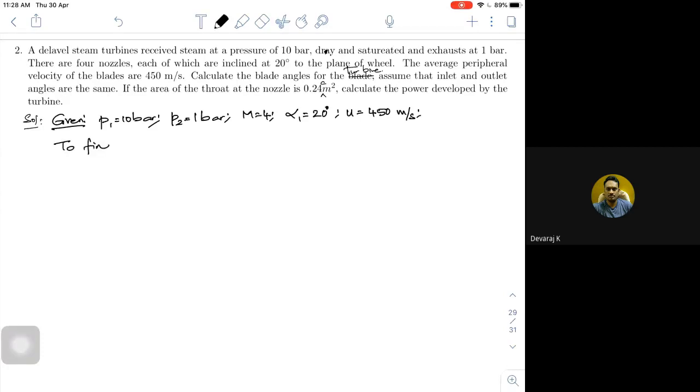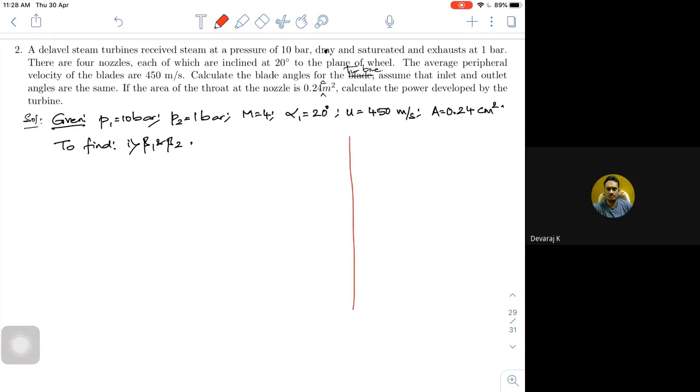They have given the area of the nozzle also, which is 0.24 centimeter square, and we are supposed to find beta 1 and beta 2, the angles. The expansion and all will be the same. So you can solve this problem using your Mollier chart or your steam tables. So if I go for a Mollier chart, what you are supposed to do?